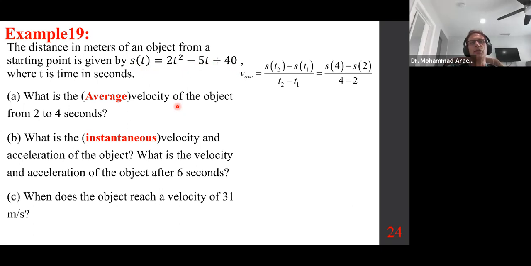We evaluate the distance at 4. We evaluate the distance at 2, their difference over 4 minus 2. We end up with 7 meters per second. This is the average velocity.